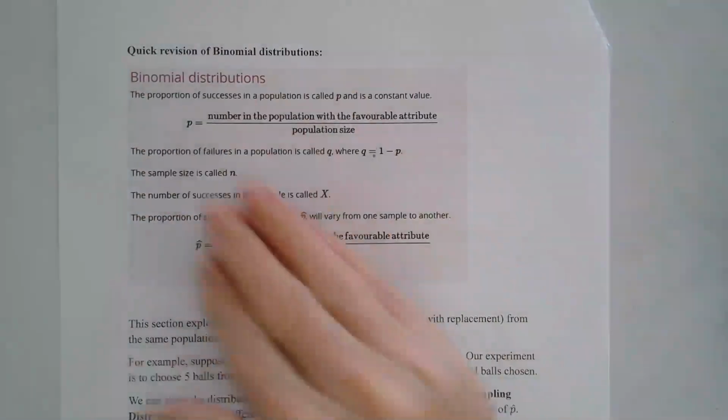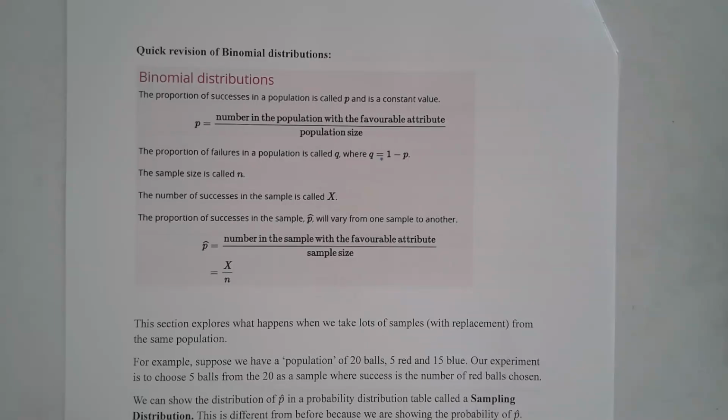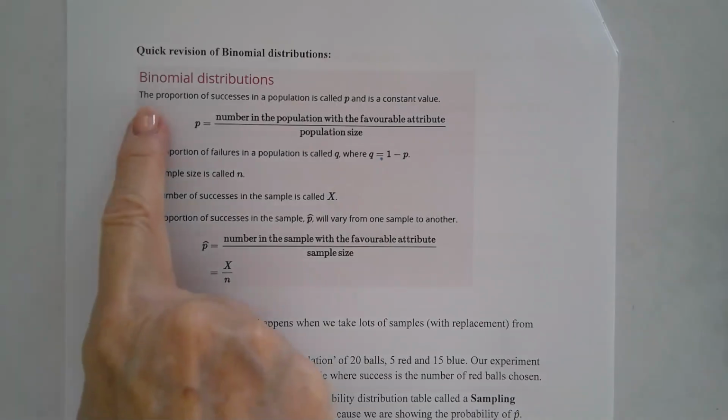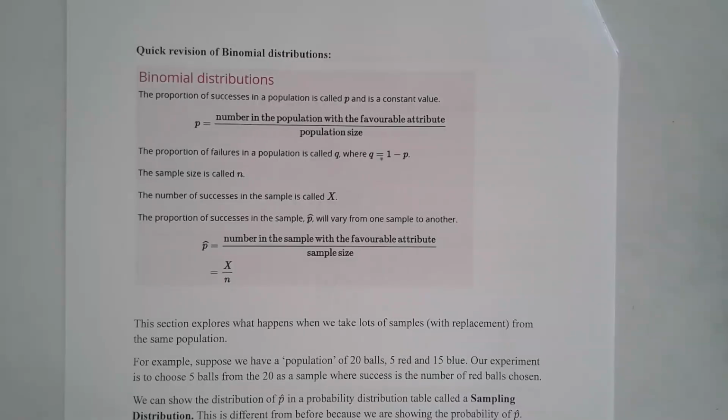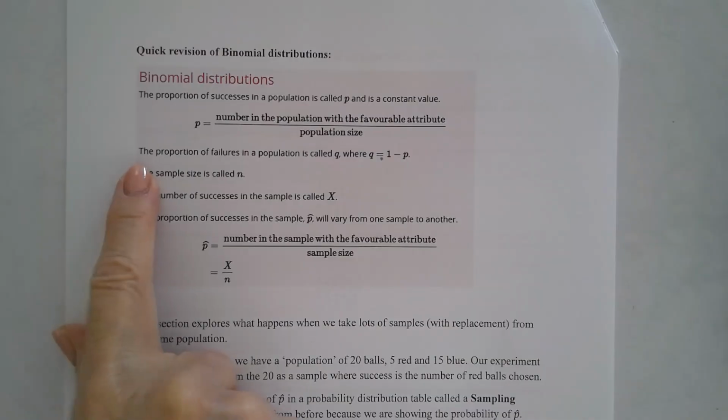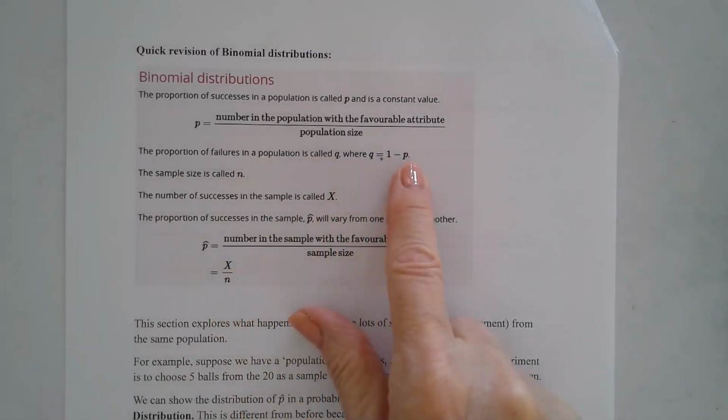So what we know already. This whole chapter is binomial. It's success and failure. So here we go. The proportion of successes in a population is called P. It has a constant value. We've already done this. It's in our calculator. And we know that Q, or 1 minus P, is the other one.